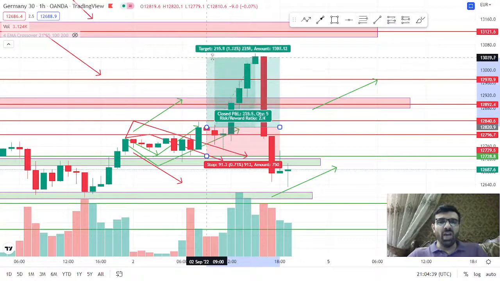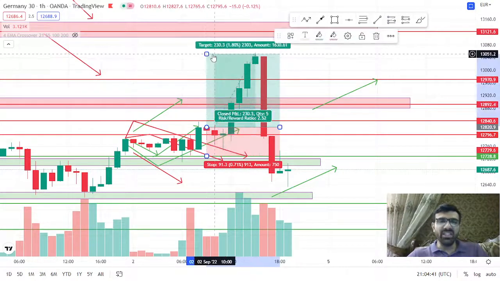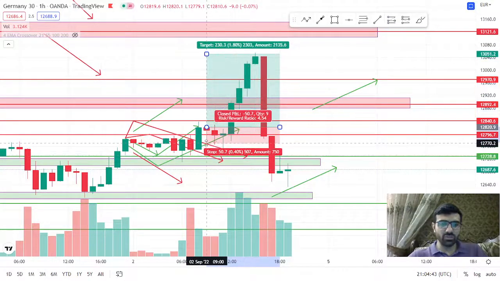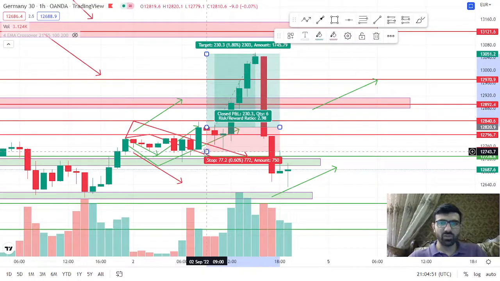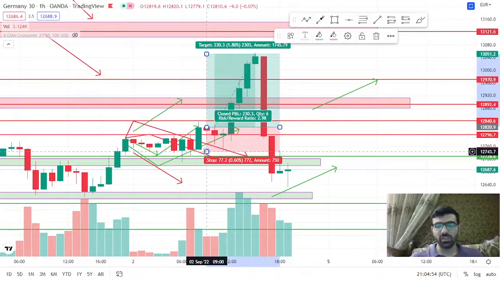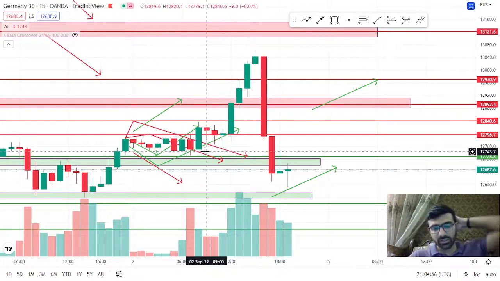You guys would have made a profit here as well, and your stop loss would be approximately over here. So still, you guys will be able to make some good profit, which is approximately 2.9%.